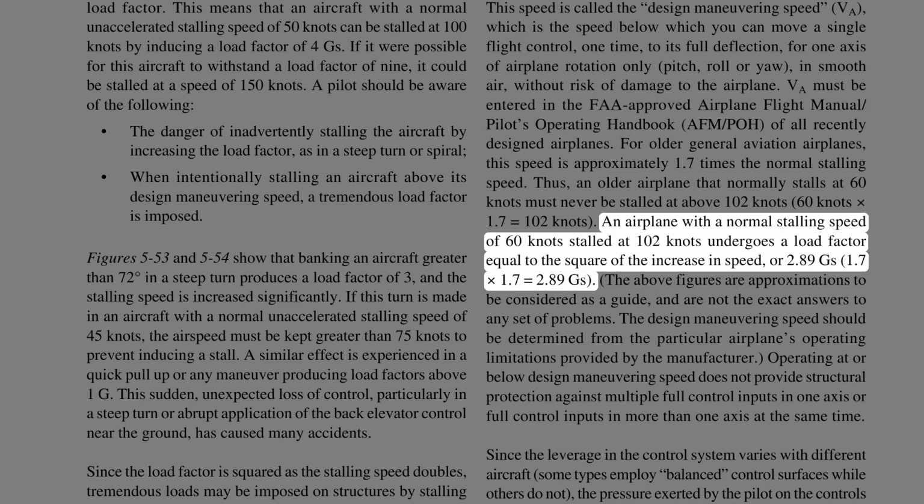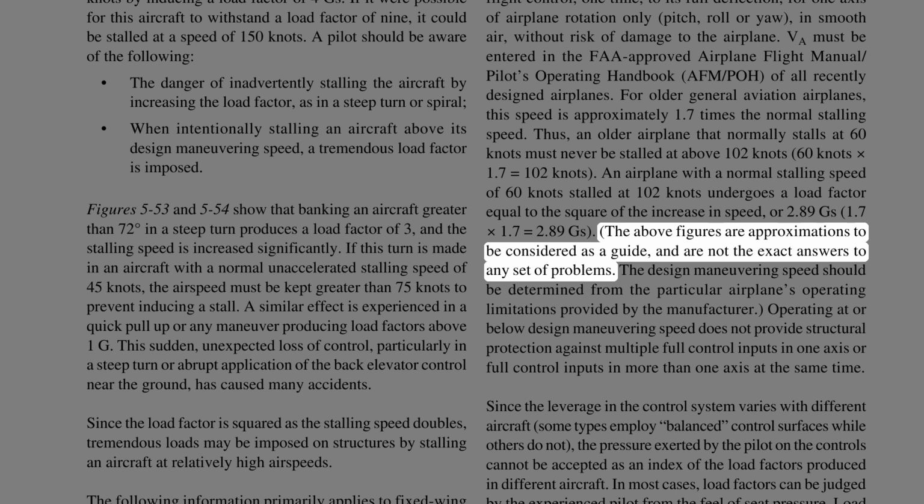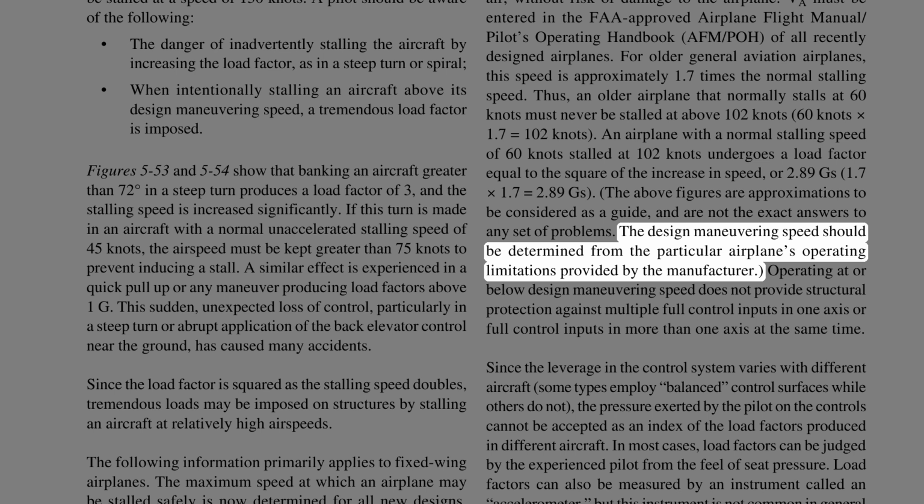An airplane with a normal stalling speed of 60 knots stalled at 102 knots undergoes a load factor equal to the square of the increase in speed, or 2.89 Gs. 1.7 times 1.7 equals 2.89 Gs. The above figures are approximations to be considered as a guide, and are not the exact answers to any set of problems. The design maneuvering speed should be determined from the particular airplane's operating limitations provided by the manufacturer.